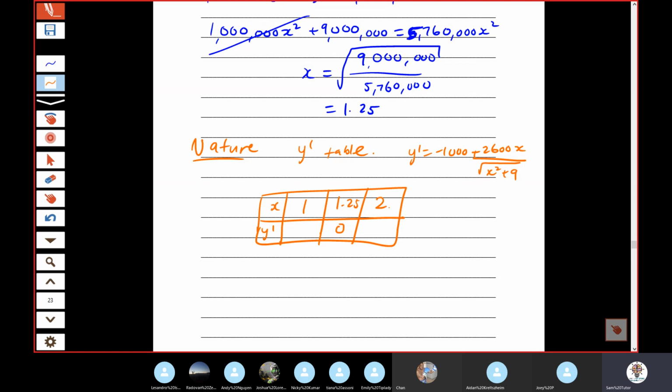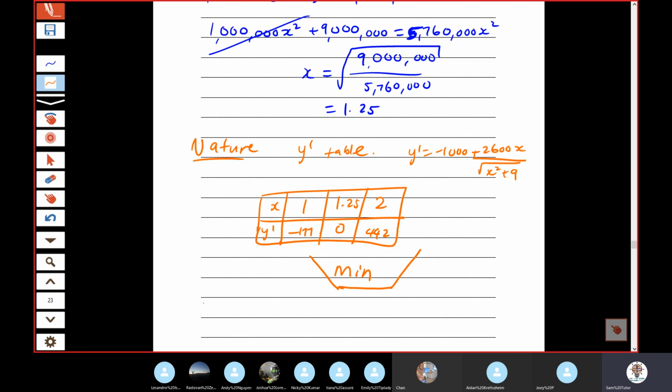Negative 1,000 plus 2,600 on square root of 10 gives you negative 177. We're hoping this one's positive. Negative 1,000 plus 2,600 times 2 on square root of 2 squared plus 9 is 442. What does that mean? Negative, 0, positive. It's a minimum. As you should be, because if you go to max, you've done something wrong. The question will tell you if it's a min or max.